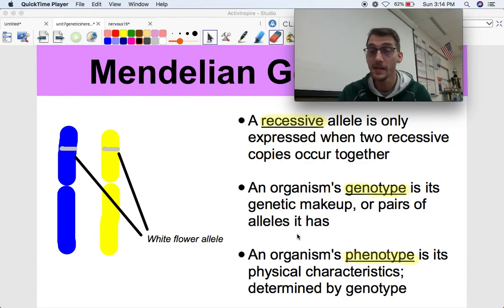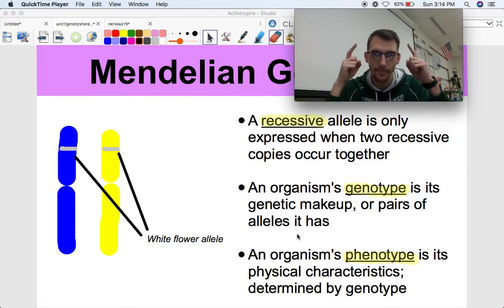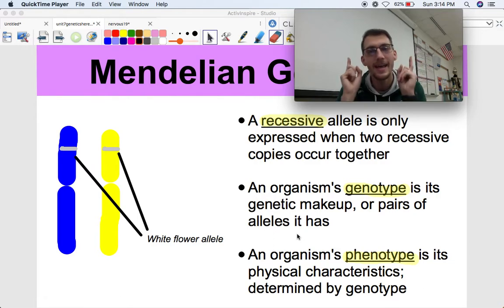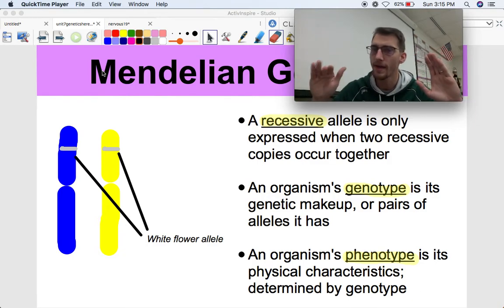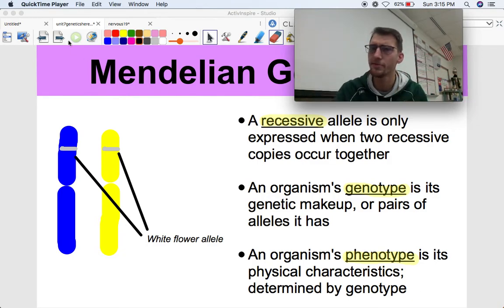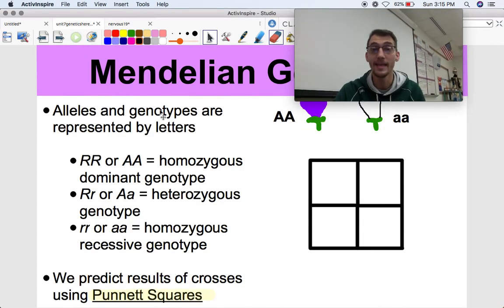An organism's phenotype is its physical characteristics, which is determined by its genotype. Now, I'm going to need you to remember those two terms and not switch them up. Genotype is the pairs of alleles, or the genetic makeup of an organism. A phenotype is the actual trait that is expressed. So a phenotype in this case, you either have purple flowers or you have white flowers. A genotype, well, it could be three different things here. Let's take a look in a Punnett square.